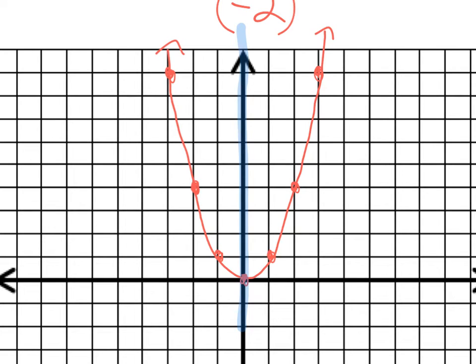So when you're looking for shortcuts to graphing these, really if you just plot a few points on one side of the vertex, you can copy your own points over to the other side, save yourself some time.